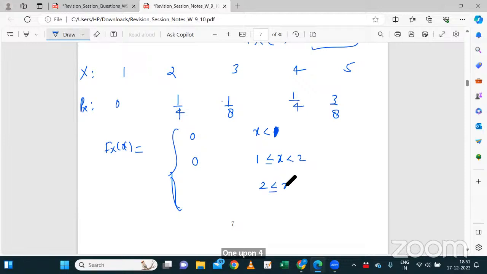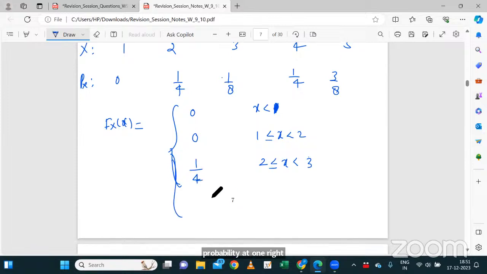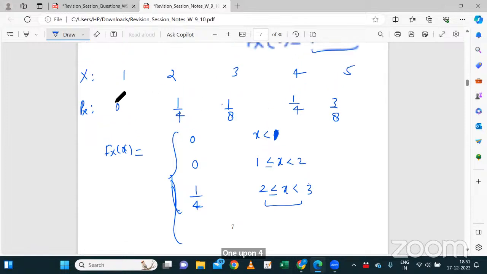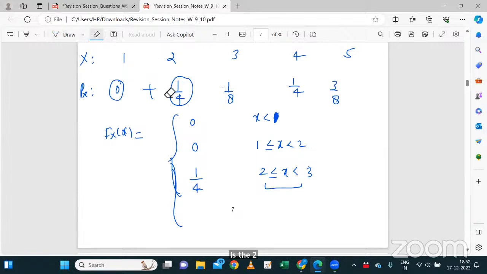Okay. What about this case? P(X ≤ 1) is 1/4. Now, P(X ≤ 2)? Can you tell me how you got 1/4? Since P(X ≤ 0) is 0 and P(X = 2) is 1/4, adding gives 1/4. Yes, that is the correct answer. In this case we are interested in probability till 2, so we add this plus this.